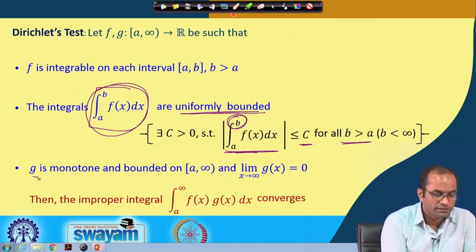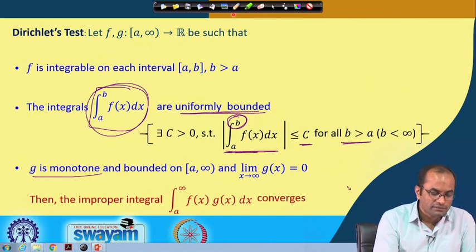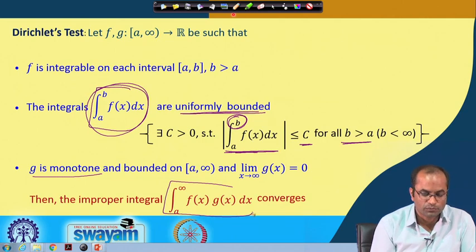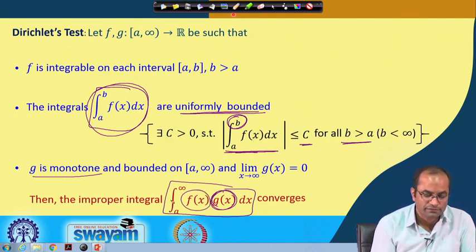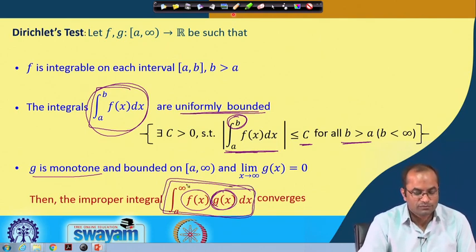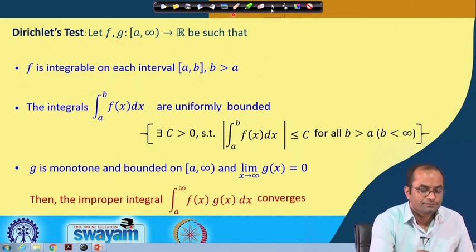And the second one is that g is monotone, and monotonically it is going to 0 as x approaches infinity. So, these are the two main conditions here. Under those conditions we have that the integral of the product converges. So, this is a very useful test, because if we know that one of them, for example g, is bounded and monotone going to 0, and the integral over f is uniformly bounded, then we can conclude about this product as well, that it will converge if these conditions are satisfied.